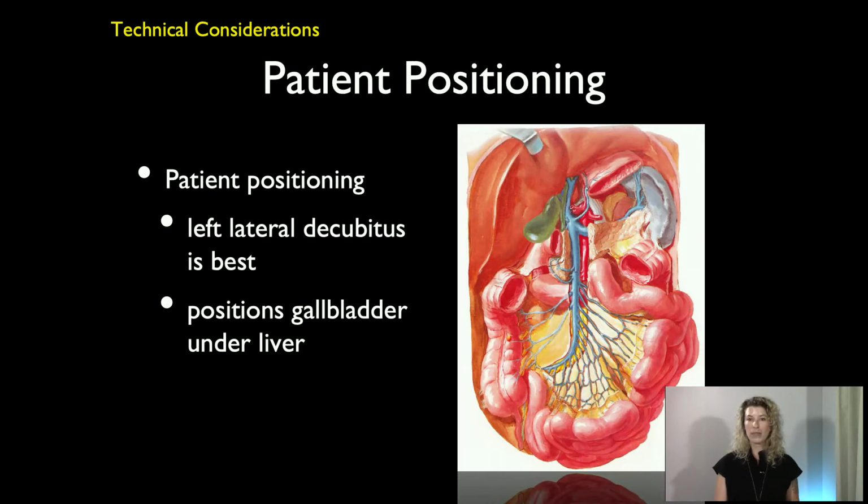But patient positioning is everything in ultrasound. So if you put your patient in the lateral decubitus position, essentially what happens is it sort of tucks the gallbladder up under the liver. And so since we know that the liver is a good acoustic window, it can make it more easily seen.